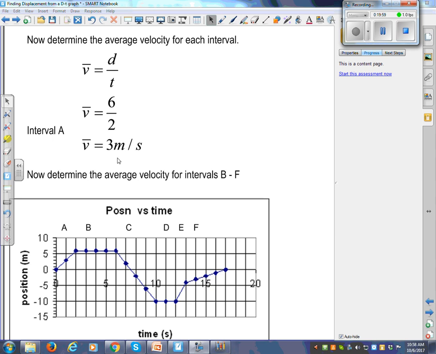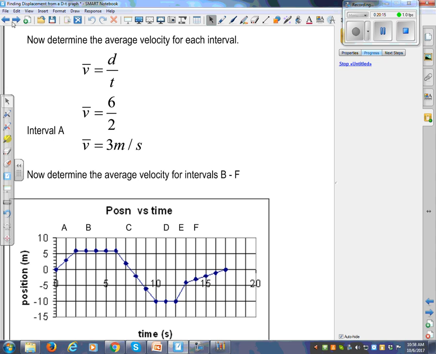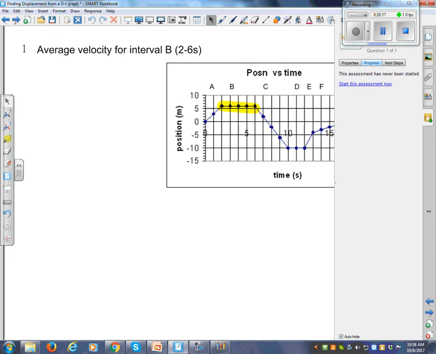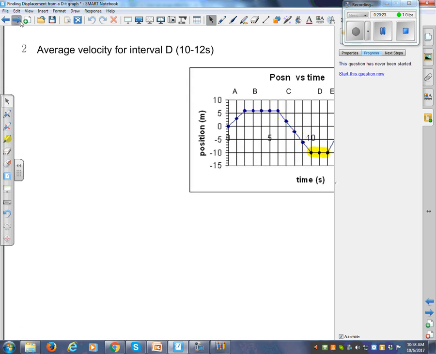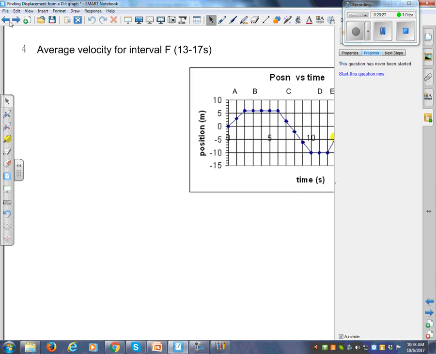Okay, so now, chance for you to redeem yourself. Determine the average velocity for intervals B, C, D, E, and F. You have to take your displacement. If you got it wrong, take the right answer. Take your displacement, divide by the time. That's all you do. Displacement, divide by time. So that's for B, C, D, E, and F. Well, number 5 is one special question, right?